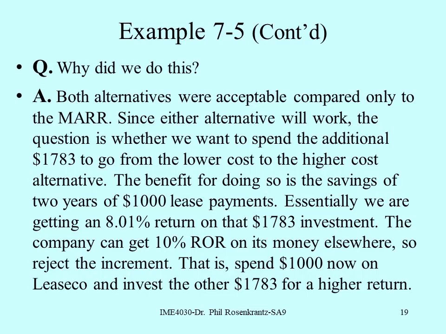But the company wants a 10% return on its investments. It can get 10% somewhere else. So you would reject the increment. In other words, you're going to spend the $1,000 now to go with LeaseCo, and the $1,783 that you would have spent to go to SaleCo, you're going to invest that somewhere else in your business for at least 10%. And so that's a better way of handling your money than going with the higher cost alternative.